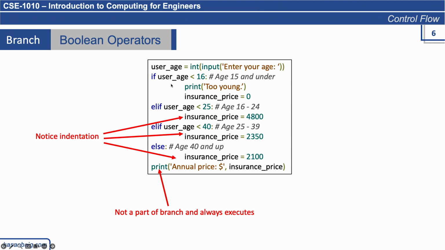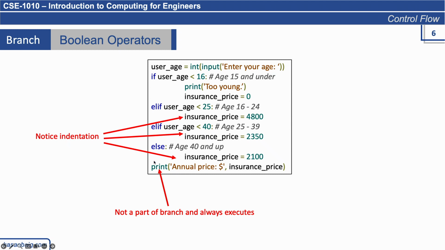First of all, assume that we have taken an input, and the user input is, let's say, 21. It would first check for this condition. This condition does not satisfy, so it will go further and check the next condition. This condition satisfies, so it will assign a value of 4800 to insurance_price, and then it will not execute any other branches because this condition has already been satisfied and this piece of code is executed. It will not check any other conditions after the one which has already been satisfied.